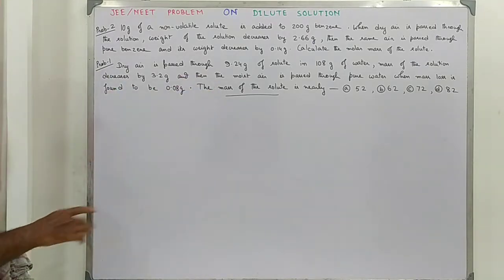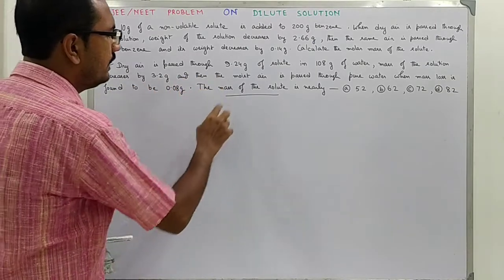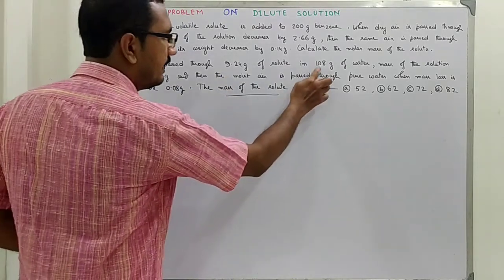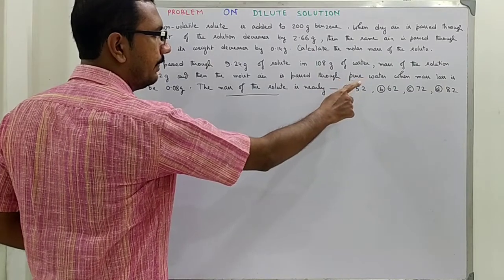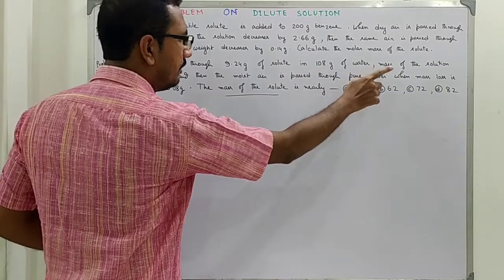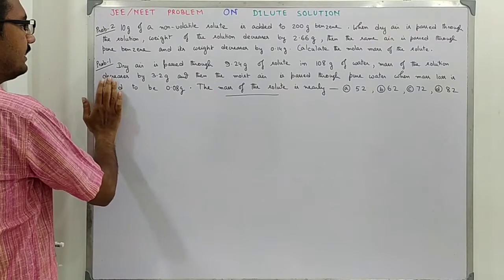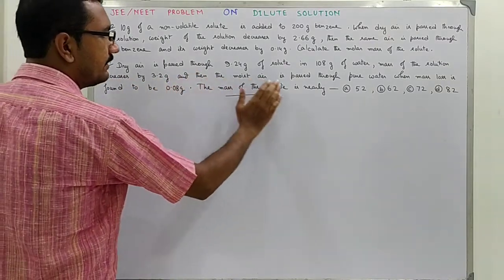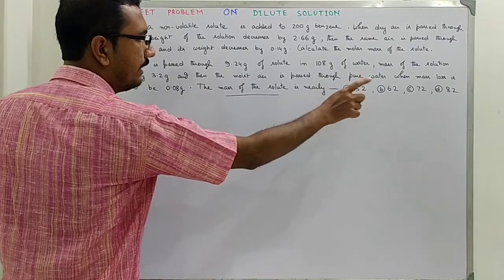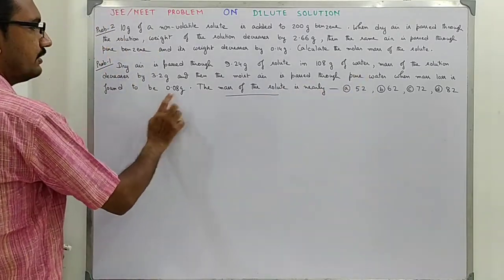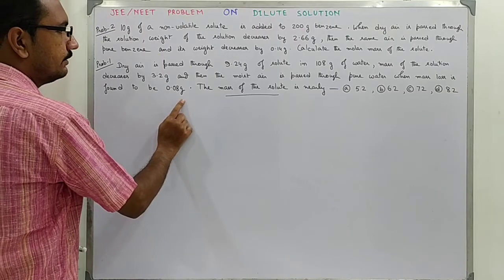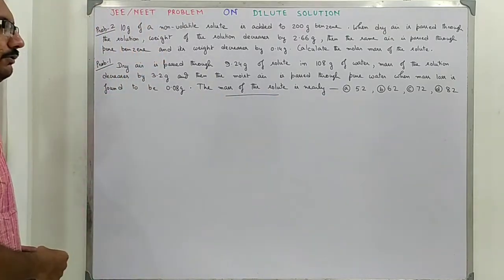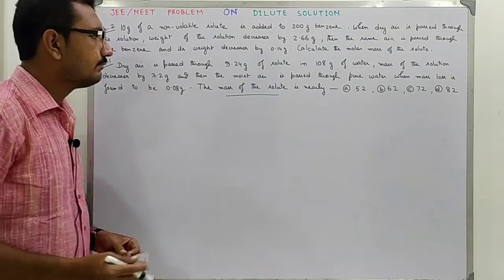Problem 1, it is given that dry air is passed through 9.24 gram of solute in 108 gram of water. Mass of the solution decreases by 3.2 gram, and then the moist air is passed through pure water when mass loss is found to be 0.08 gram. The mass of the solute is nearly, and 4 options are given, you have to take the correct one.